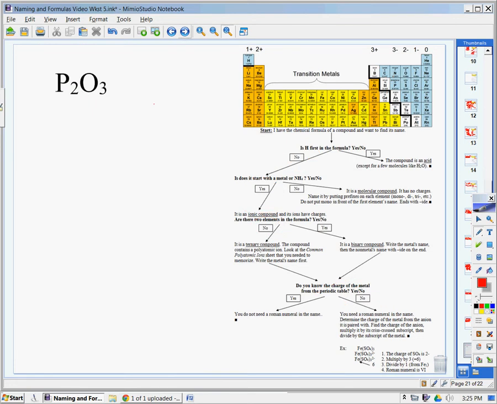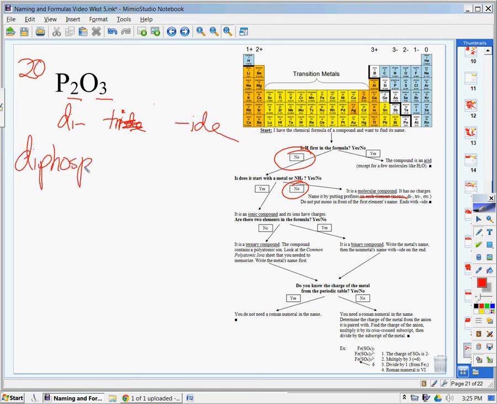20. Yikes. Is H first? No. Is there a metal or NH4 at the beginning? No, this is a molecule. So we need prefixes. That one's going to be di. That one's going to be tri. And like the thing says, we have to end with ide. So this is di, phosphorus, trioxide. Notice ox is the only part of the word oxygen that remains.